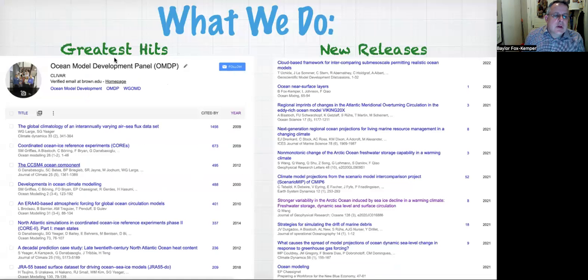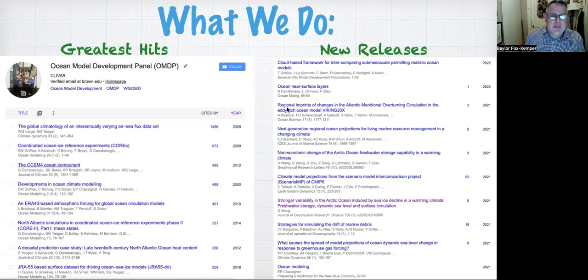So what do we do? Our greatest hits really involve forced ocean ice reference experiments where we compare different models, different numerics, different parameterizations with the same surface forcing and try to suss out the differences between the models and understand them. Recently, we've been working on cloud-based frameworks for intercomparing submesoscale-permitting realistic ocean models. So that's extremely high resolution, very costly models. Comparing them is very difficult because it's hard to move the data set. So using the cloud to do that is great.